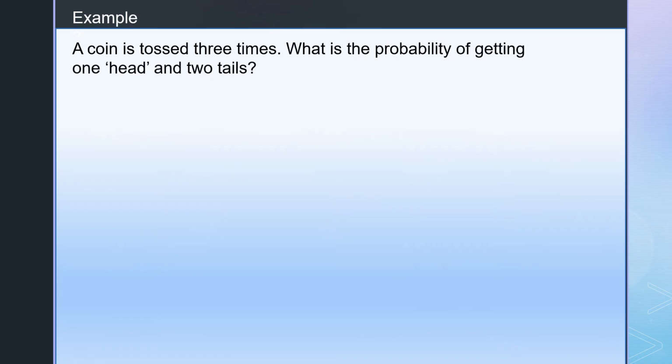A coin is tossed 3 times. What is the probability of getting 1 head and 2 tails? We want to find the probability of 1 head and 2 tails. So the probability of a head times the probability of a tail followed by another probability of a tail. The probability of getting a head is a half. For the tail is also a half. So we have a half times a half times a half.